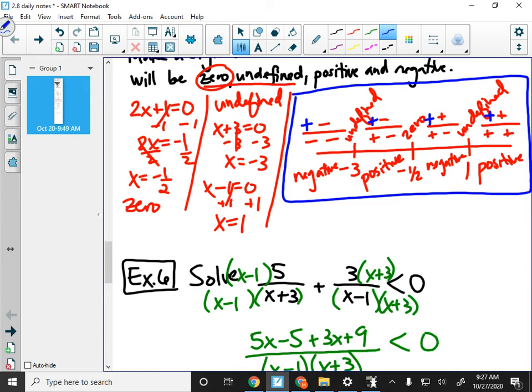A negative times that +4 is still a negative. A positive times that +4 is still positive, meaning to solve this problem, I can use the sign chart I've already created. And here's how I use a sign chart to answer it.